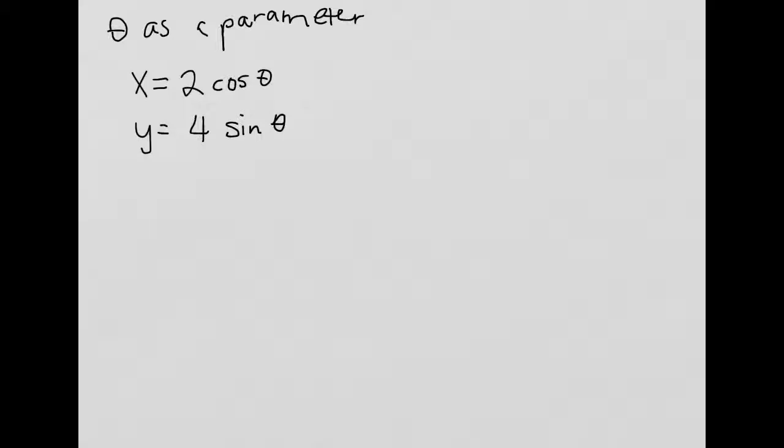We're going to do x first. I'm going to solve for cosine theta in terms of x. So I end up with cosine theta equals x over 2. And in the other function, I end up with sine theta equals y over 4. Okay, so those are my two functions.